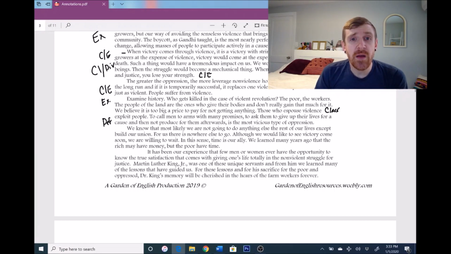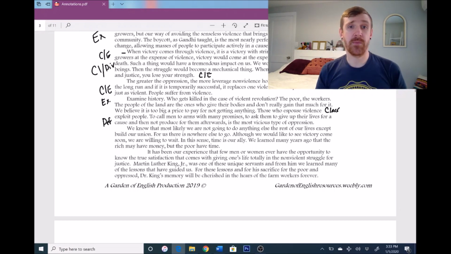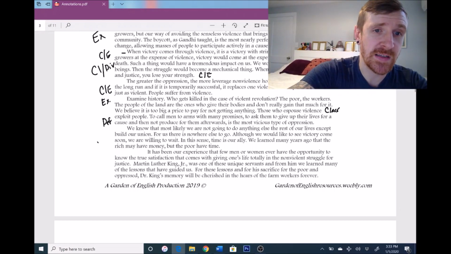It says, "We know that most likely we are not going to do anything else for the rest of our lives except build our union, and for us there's nowhere else to go. Although we'd like to see victory come soon, we're willing to wait. In this sense, time is our ally. We learned many years ago that the rich may have money, but the poor have time." So notice he's classifying and dividing people here. So class div.